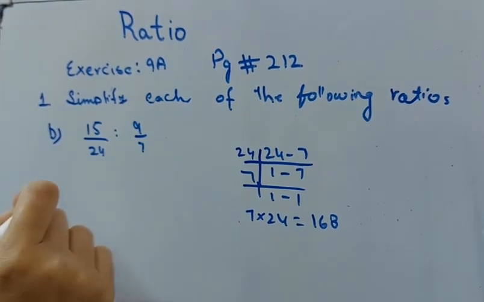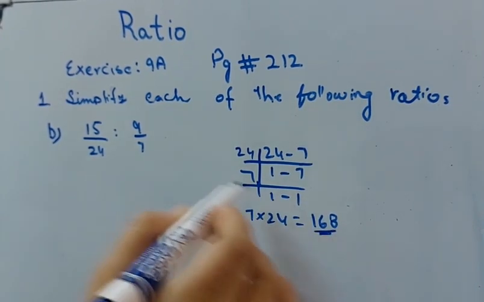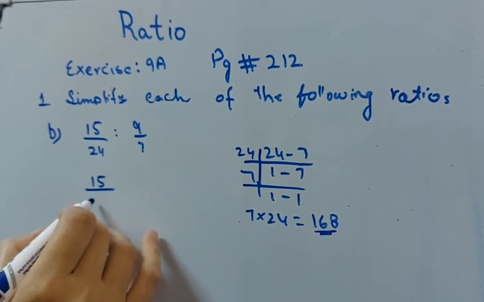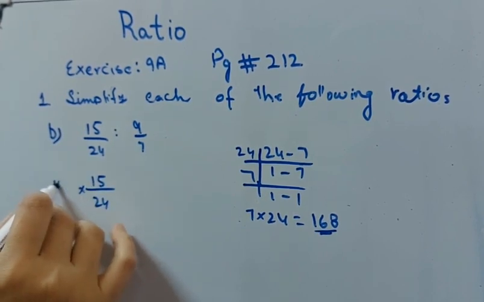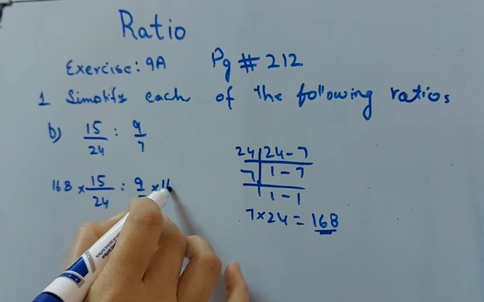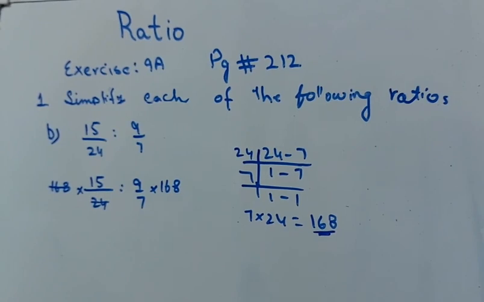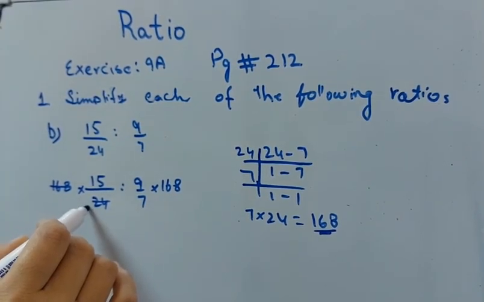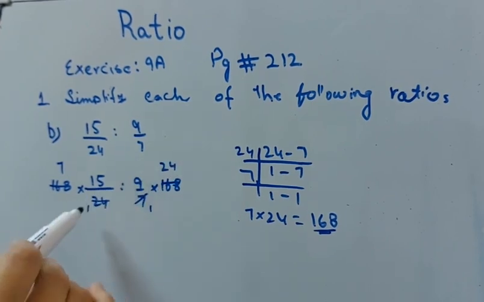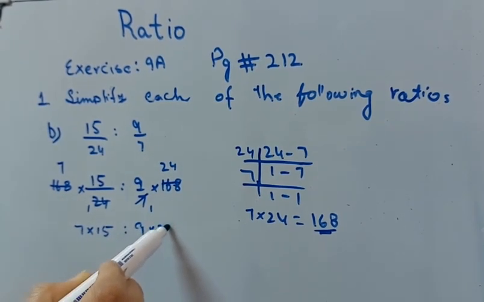So in the next step, we will multiply both the fractions with this number. So it will become 15 upon 24 multiplied by 168 and then 9 upon 7 multiplied by 168. So this one cuts this one, and the number is 24 ones are 24, and 7 ones are 7, and 24. So it will become 7 multiplied by 15 ratio 9 multiplied by 24.